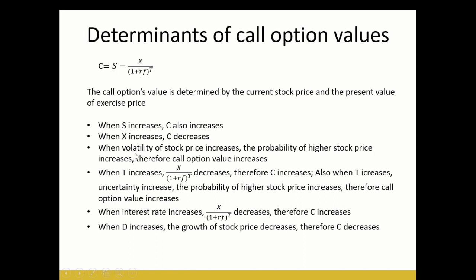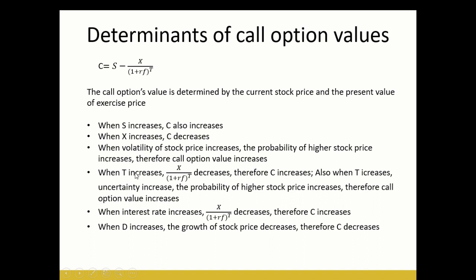Let's look at the next one. When the volatility of the stock price increases, if the stock price looks very volatile, up and down, then the probability of seeing a higher stock price also increases. This is favorable for the call option buyer, because last class we talked about how call option buyers always want the market price to be higher so they can buy low and sell high. So if the probability of a higher stock price increases, the call option value also increases.